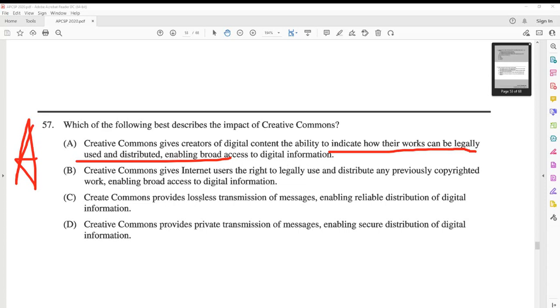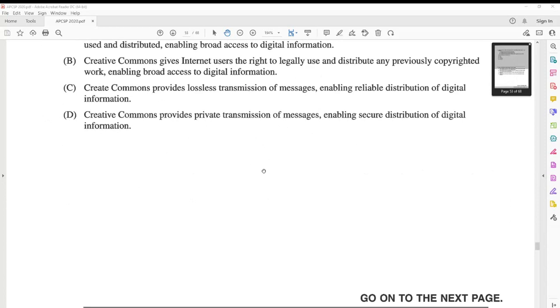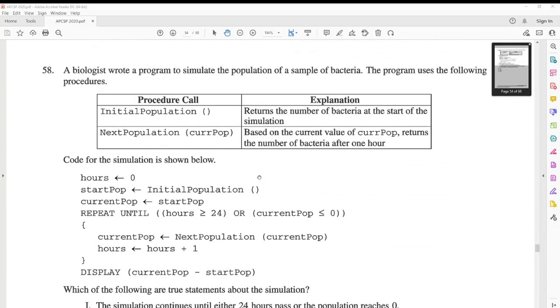So it's nothing to do with the transmission. It's actually licensing of their work. So it's a legal issue, so only A and B are possible. And it doesn't keep the internet user, it keeps the creator of the contents.